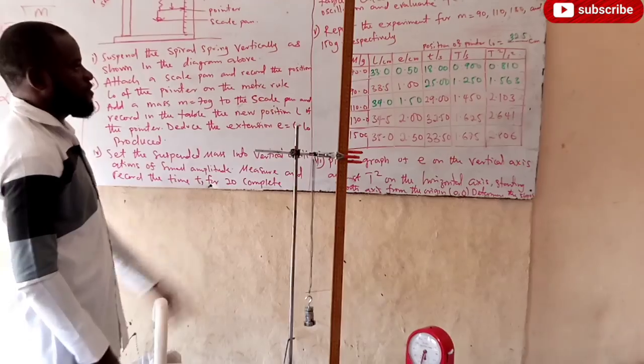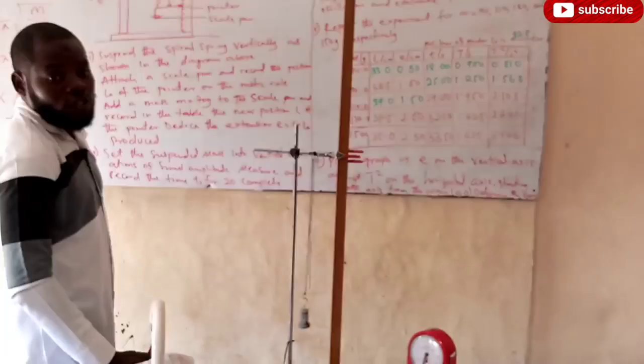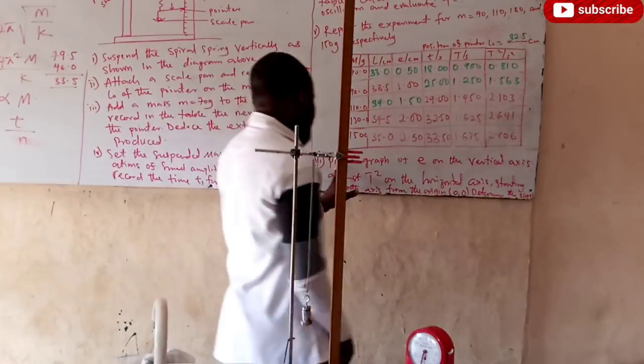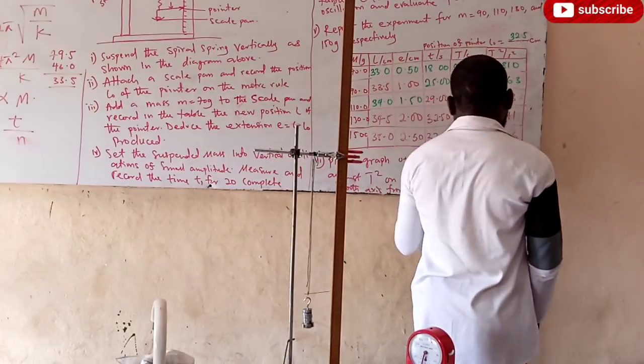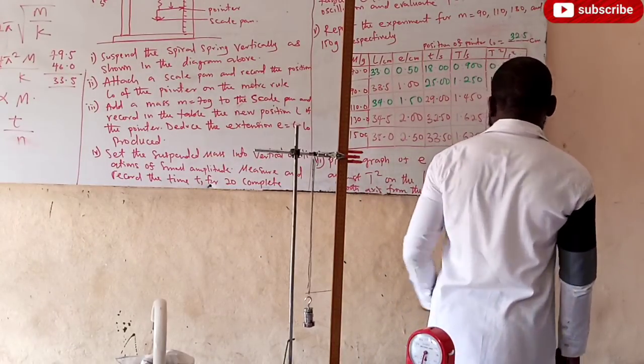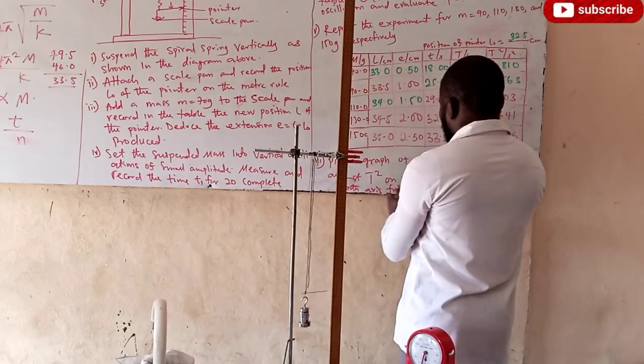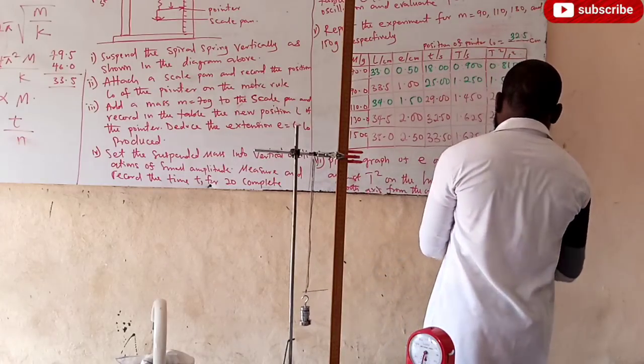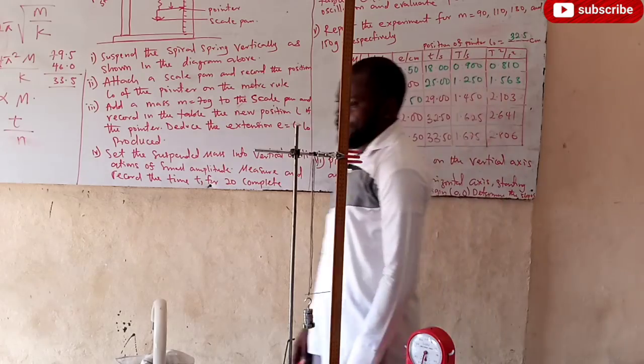So what's the next question? After getting the table done completely, the question says plot a graph of E on the vertical axis against T square on the horizontal axis, starting both axes from the origin 0, 0, and determine your slope.